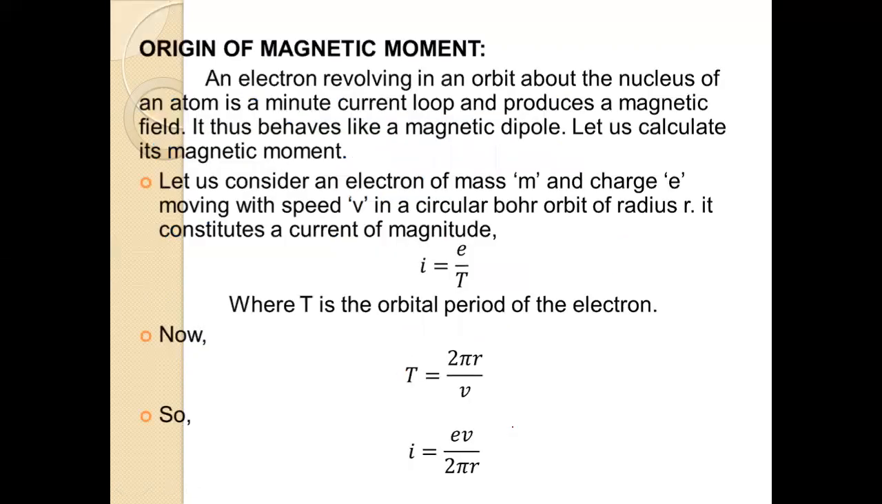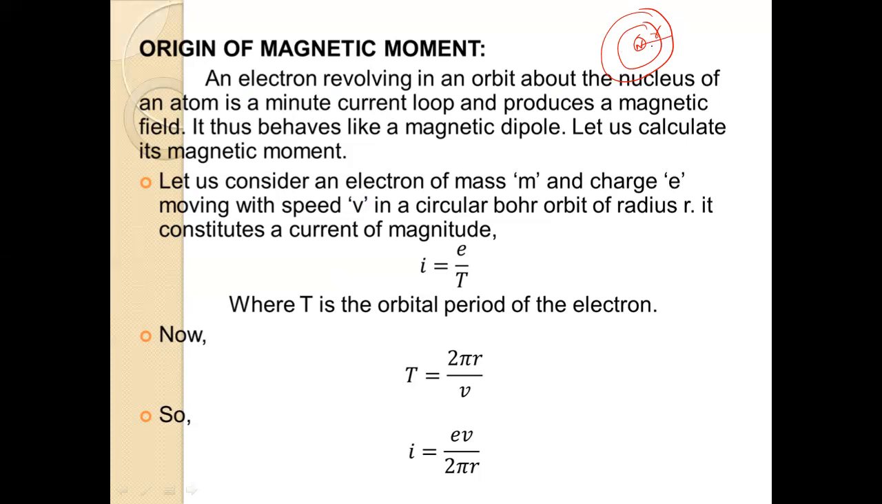Then coming to the origin of magnetic moment, for that let us consider an atomic structure in which the nucleus is at the center, and around that electrons are revolving. Let the radius of this atom be small. Every atom is a minute current loop producing a magnetic field, because here the electron is in motion around the nucleus. So the motion of the electron produces current, hence this is a current loop with radius r.